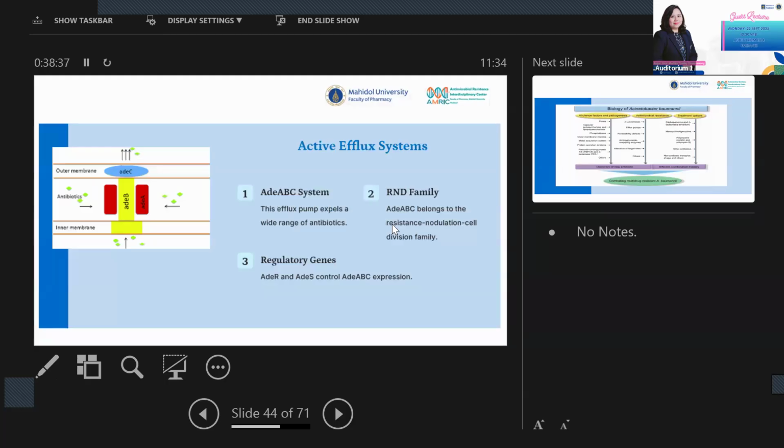Also, efflux pump. A. baumannii also has efflux pump. Remember the one that I said is mostly the RND type for gram negative. And A. baumannii has this cassette ADE ABC here, which is the cassette pump for efflux.